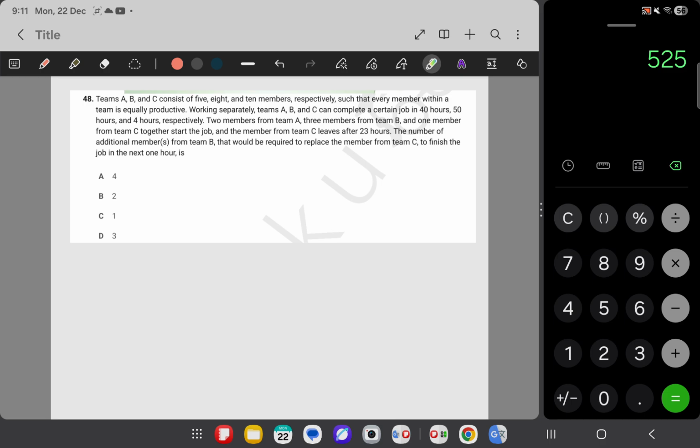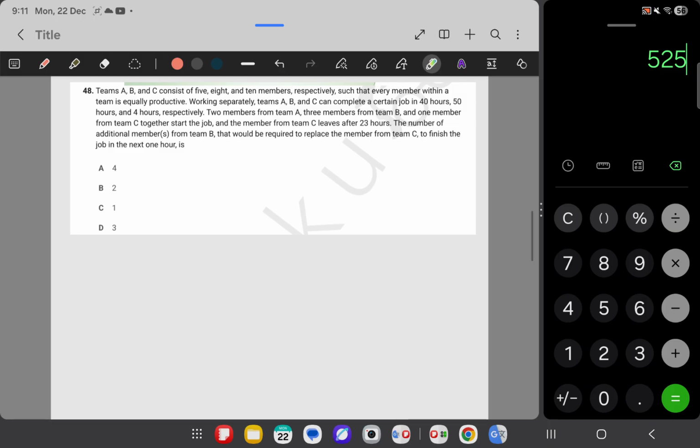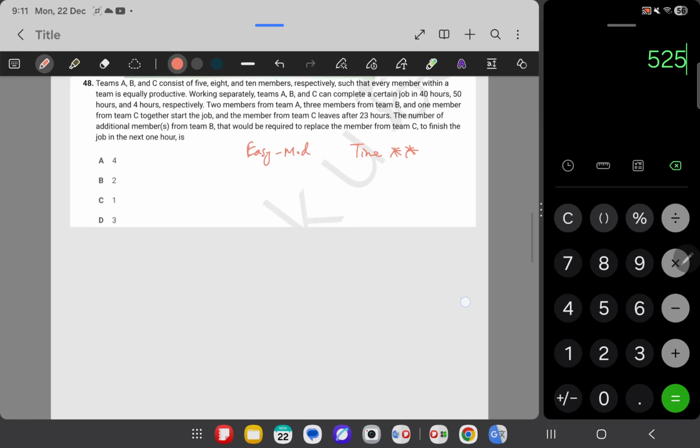Okay, so cool. It's a standard question, but the forming of teams, I think it came first time in the CAT. So for the difficulty level, I would still say easy to moderate, and time it will take like 2 stars only, not that much 3 stars.